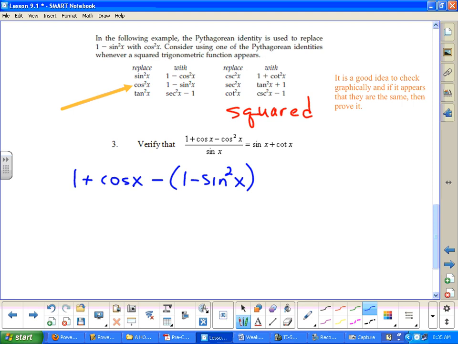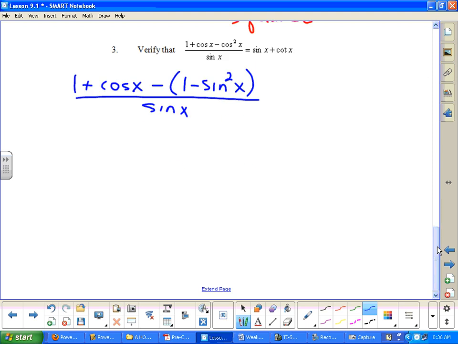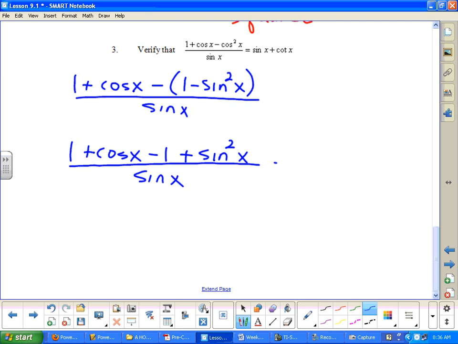Now, wait before you write. I want you to just watch me do this, and then you may decide, because we're going to do this two ways now, because maybe somebody else saw something else. So we have 1 plus, I need my denominator, and this is over sine of x. I'll give you a chance to write this down. So we have 1 plus cosine of x minus 1 plus sine squared of x over sine of x. We're just focusing on this left side here.